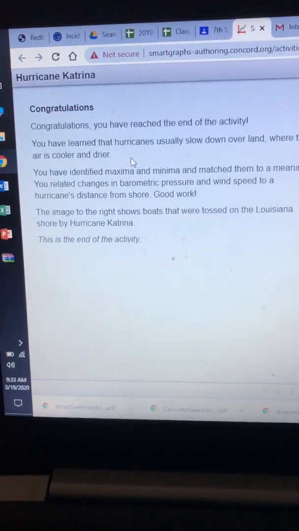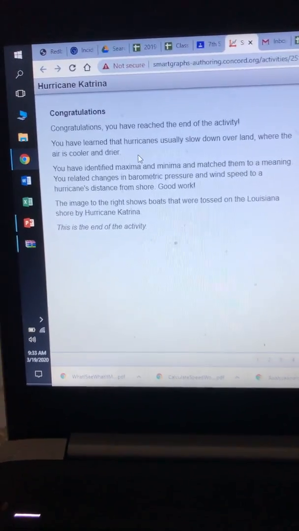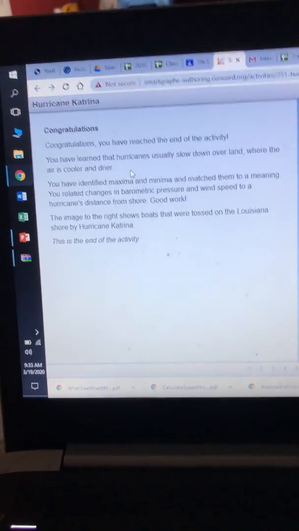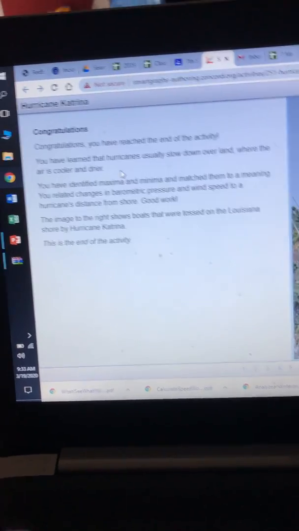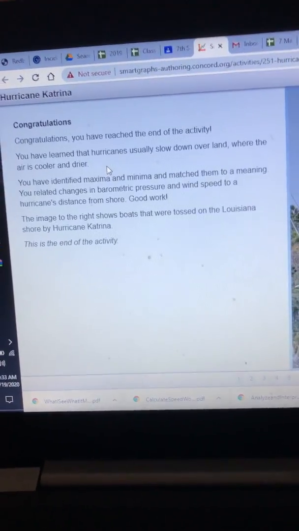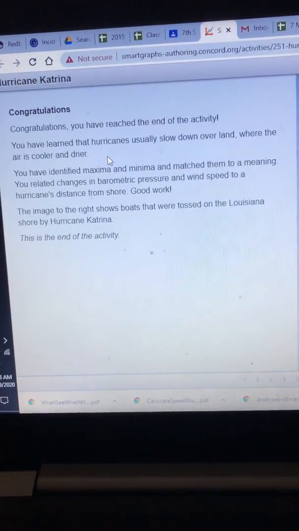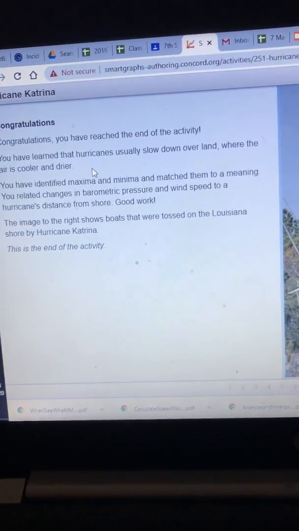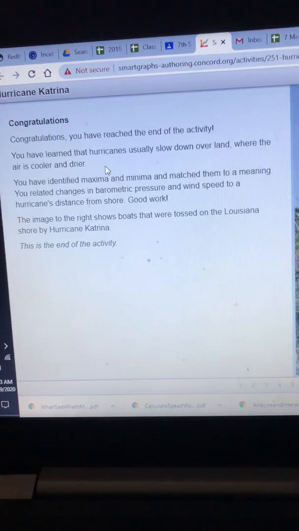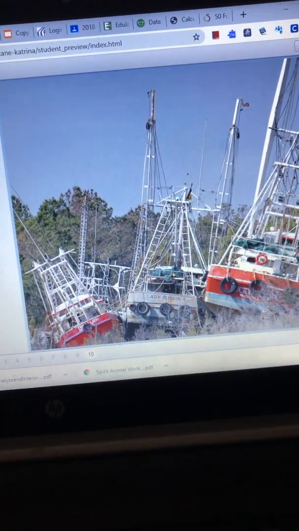You have identified, which is something we should have added on the last slide, that the wind slows down, darn it, and the air is cooler and drier. You have identified maxima and minima and matched them to a meaning. You related changes in barometric pressure and wind speed to a hurricane's distance from shore. Good work. The image to the right shows boats that were tossed on Louisiana shore by Hurricane Katrina.